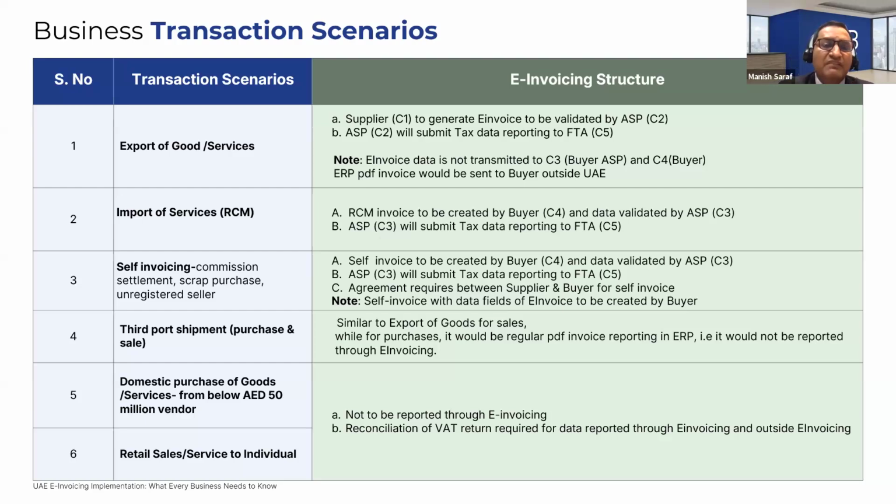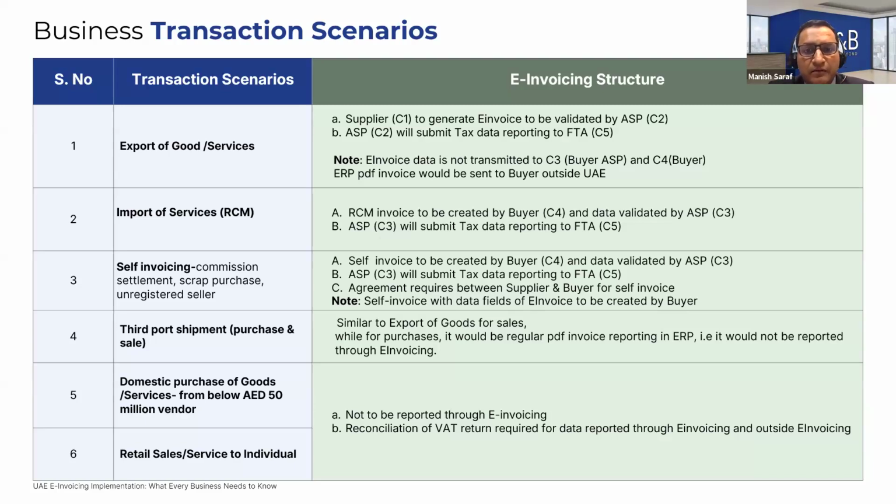Then comes self-invoicing. That is also one of the use cases defined in the invoicing. You will have self-invoicing primarily with respect to commission or brokerage when you pay it to someone who is not a registered vendor or agent, then you have to do self-invoicing for yourself. Then in case of scrap purchases, the scrap dealers, which have been identified recently as per the ministry decisions, and some of the unregistered sellers, for which you would be acting as a buyer, you have to create that self-invoicing.